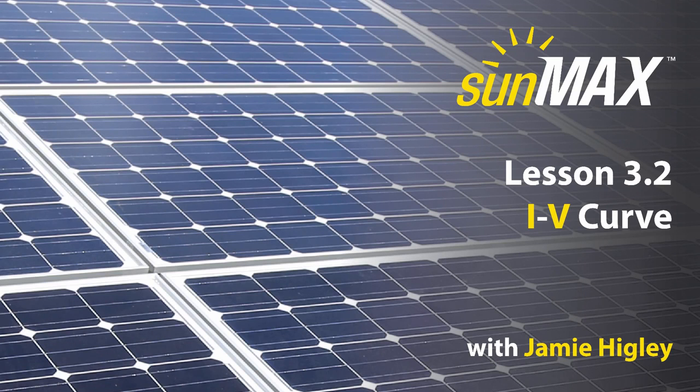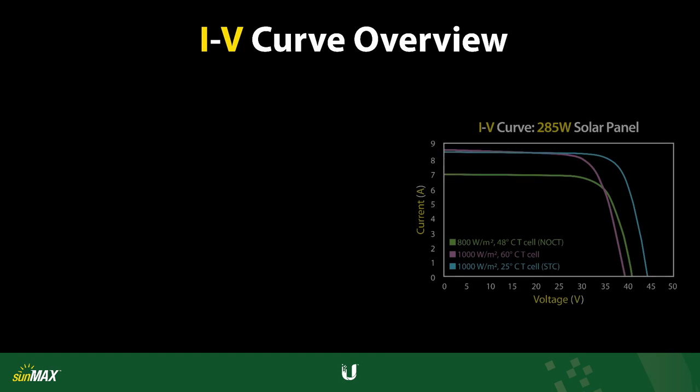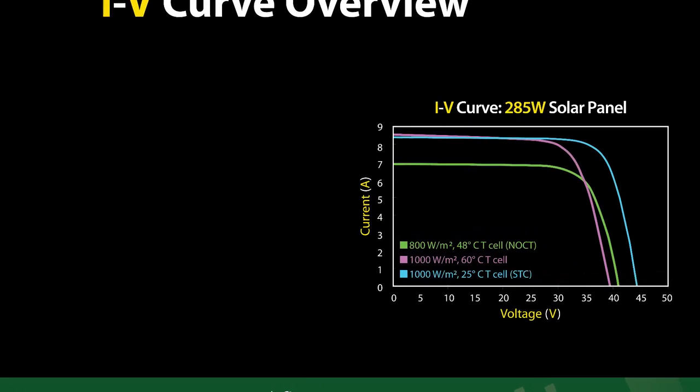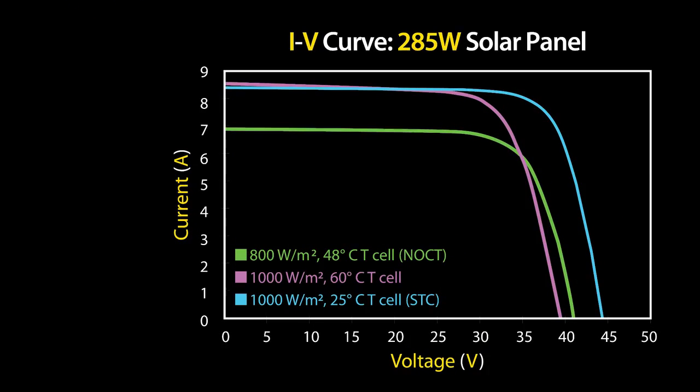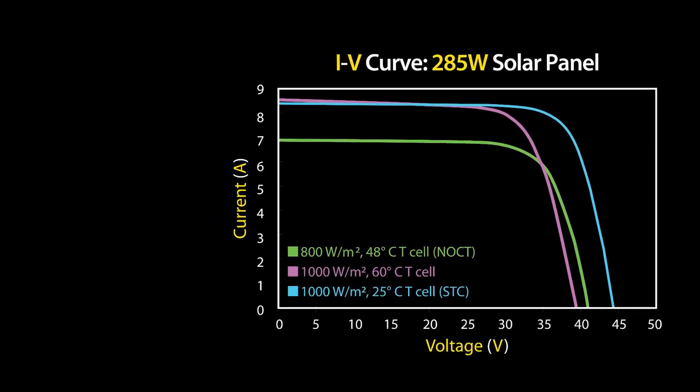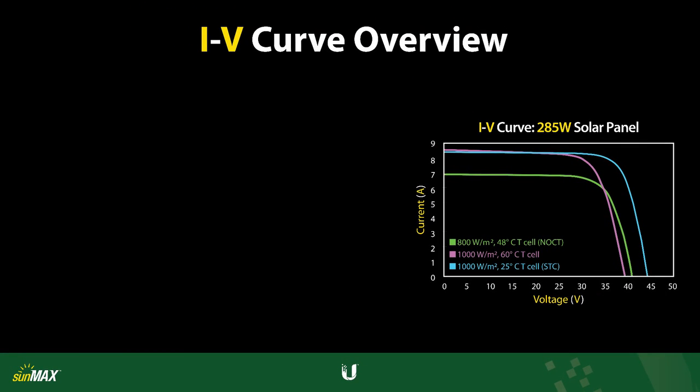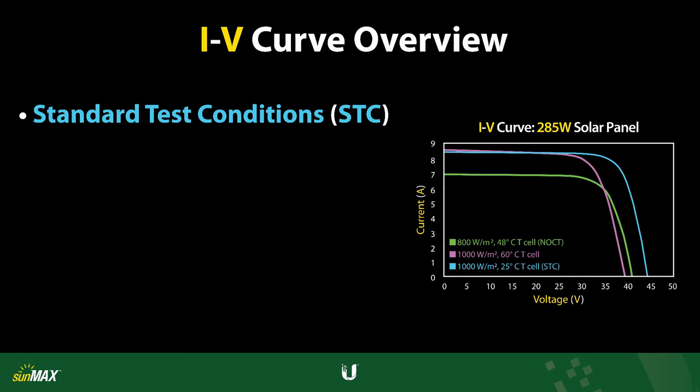Lesson 3.2 IV curve. In the field of photovoltaics, an IV curve diagram describes the power performance of a solar module based on current and voltage. Here, the IV curves for a sample 285-watt module are plotted, showing 3 different scenarios. The blue curve represents standard test conditions, or STC for short.